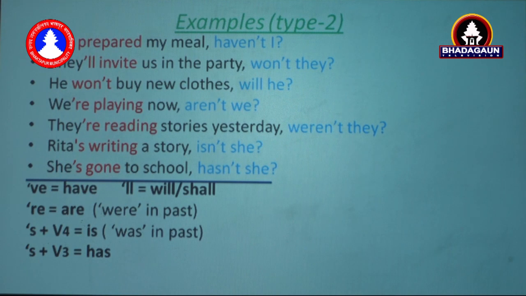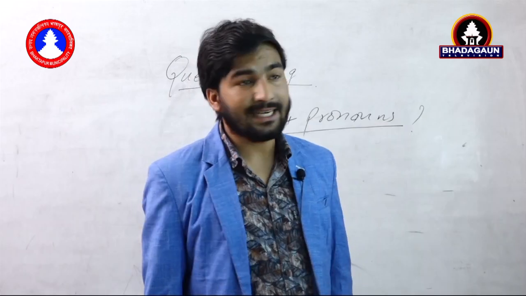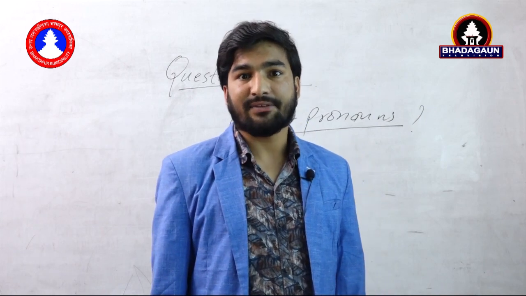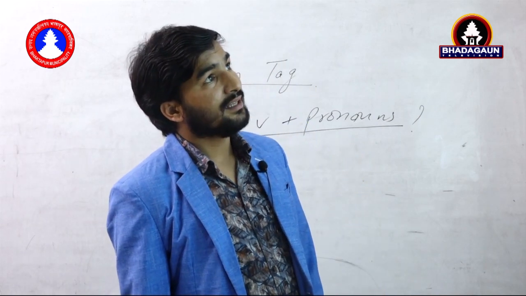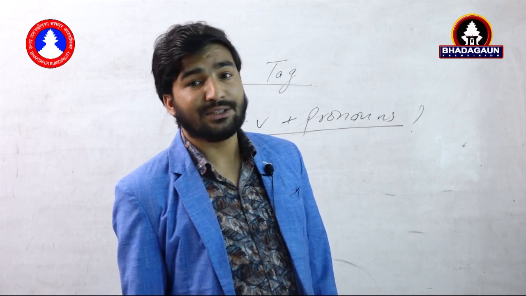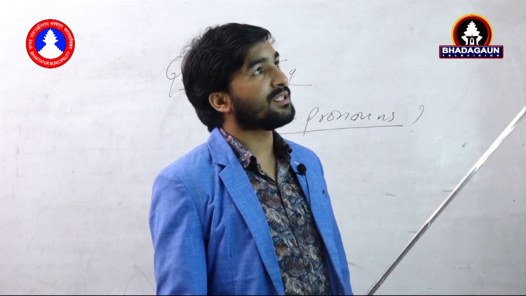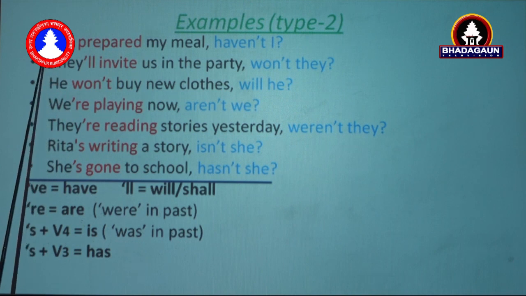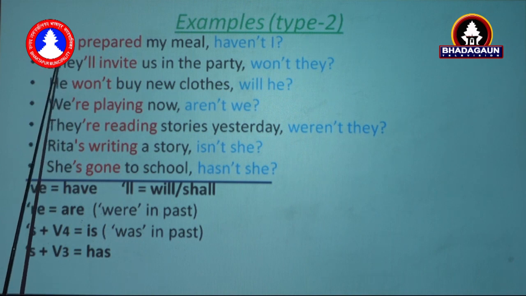Okay, next type 2. Now let's deal with contractions. Sometimes the question may be asked in the contracted form. The auxiliary verb is present, but it is given in the contraction form, not the separated full form, right? So in such a case, you have to identify what the contraction is. Then you can add the proper, appropriate, correct tag.